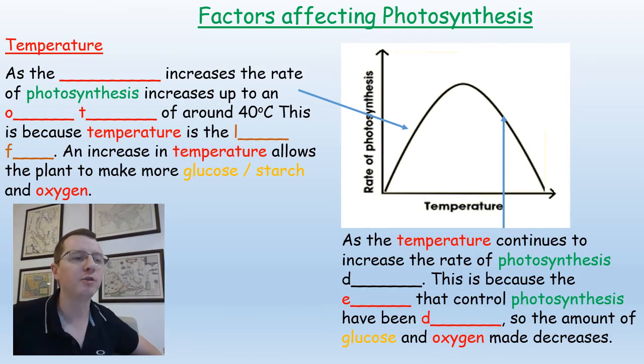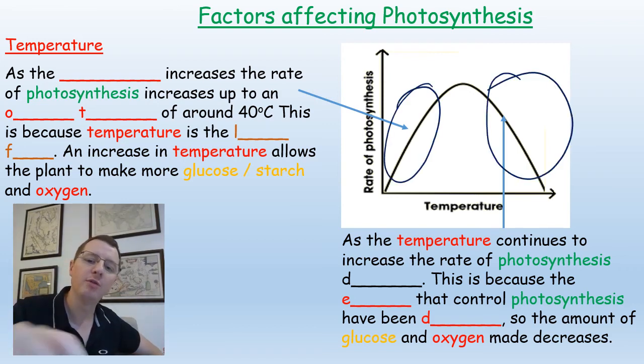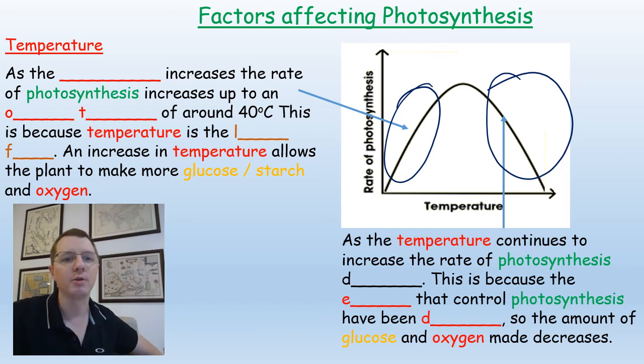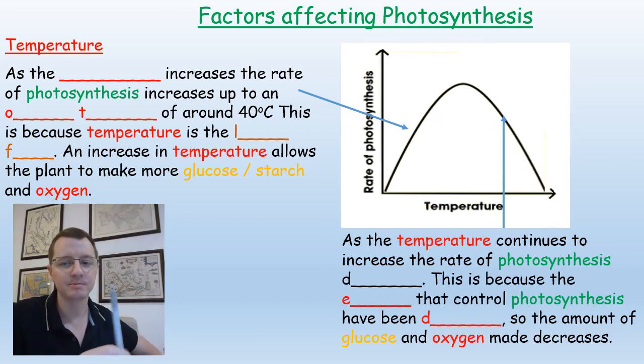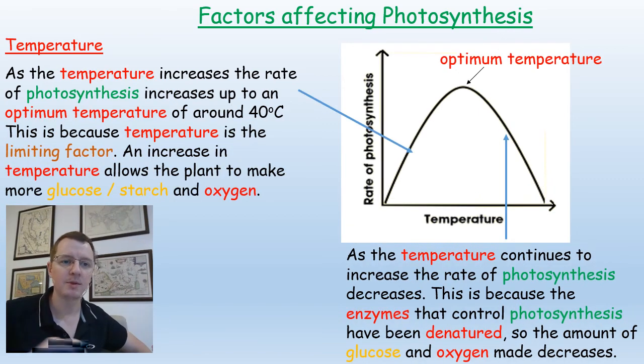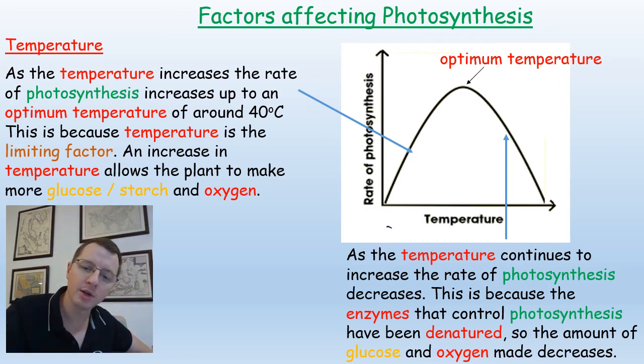The final factor that we're going to look at today is temperature. Again, we have a gap fill, so please pause the video, see if you can describe and explain what is happening in both areas of this graph, and I'll give you the answers in a moment. So as the temperature increases, the rate of photosynthesis will increase. And we can see that here and here.